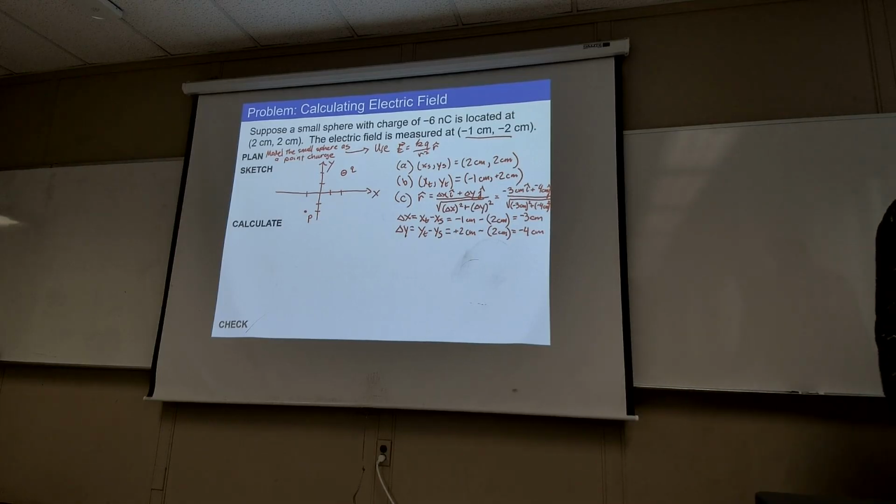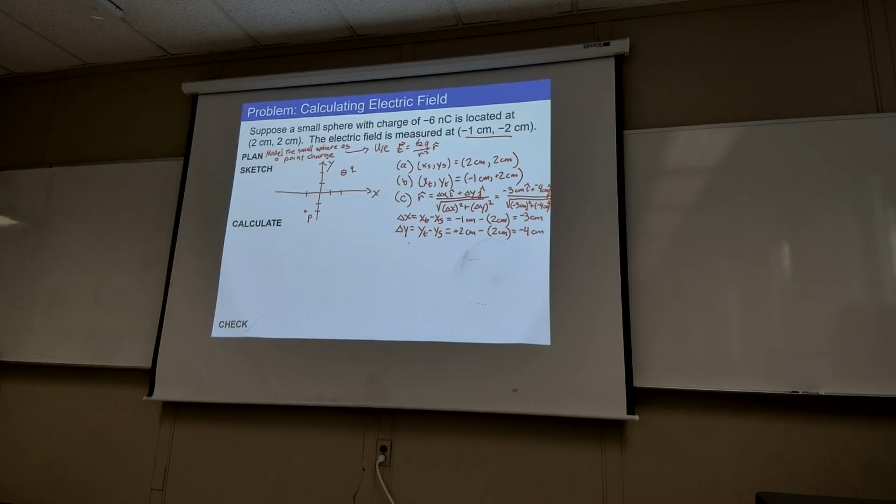Okay, so what do we get? Well, 3 squared is 9, 4 squared is 16, 9 plus 16 is 25, square root of 25 is 5. So we should get, again, that r hat is equal to -3/5 i hat plus -4/5 j hat.